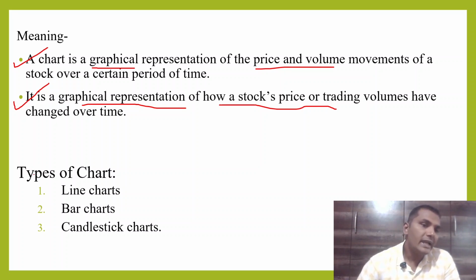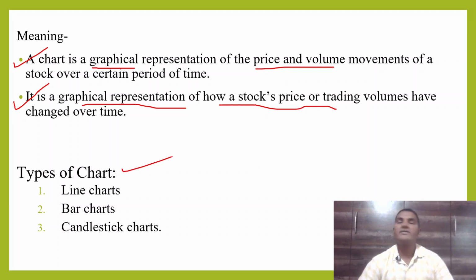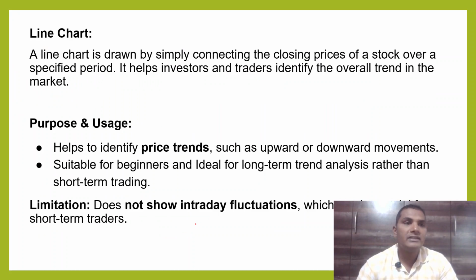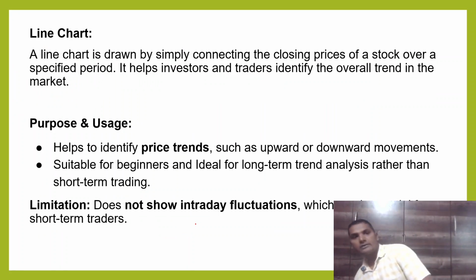Now the second important thing is the different types of chart. Yes, there are many types of charts, but here we are going to learn the major types that are popular and mostly used by traders and investors for taking investment and trading decisions. These popular charts are the line chart, second the bar chart, and third the candlestick chart. One by one, we will discuss these different types of chart in detail. So let's start with the first type of chart, that is the line chart.